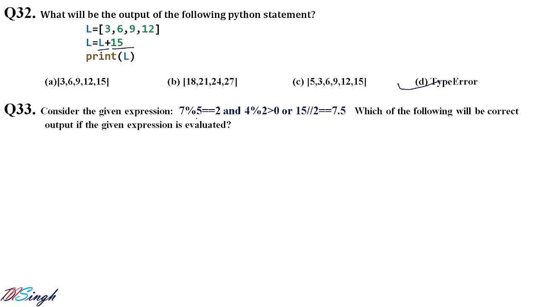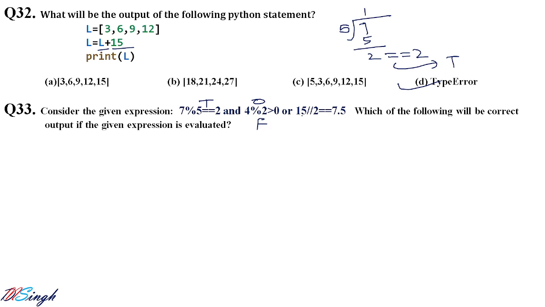There they have given a question: 7 mod 5. If you divide 7 by 5, what is going to come as a remainder? It will go one time 5 and 2 is the remainder. So this is going to generate what? True. Because 2 is equal to 2, it is going to generate true only. This condition will become true. And then you have 4 mod 2, it is going to generate 0 as remainder. 0 is greater than 0? No, this is going to generate false.